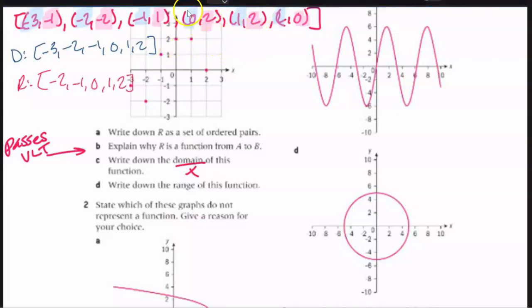So you'll notice that you have 2 2's. You only have to write that 2 once. So anytime you're writing domain or range, we always write it from least to greatest with no repeats, where domain represents all x values and range represents all possible y values. And then that is number 1.